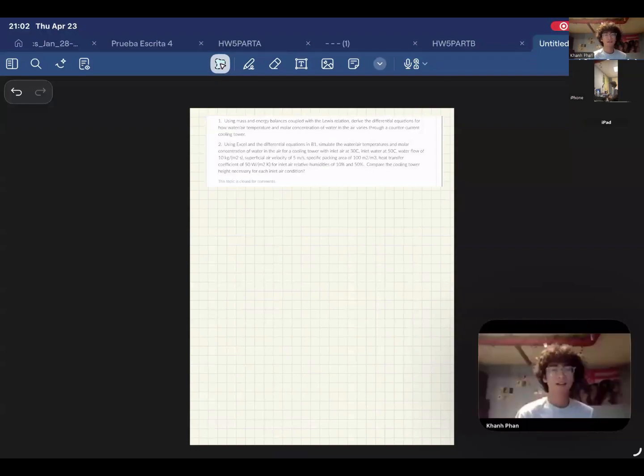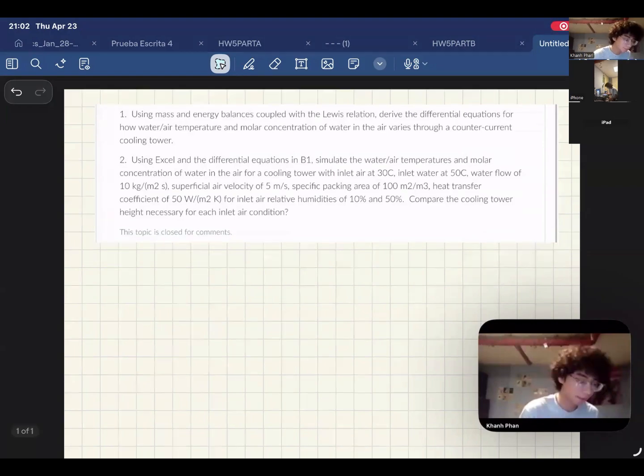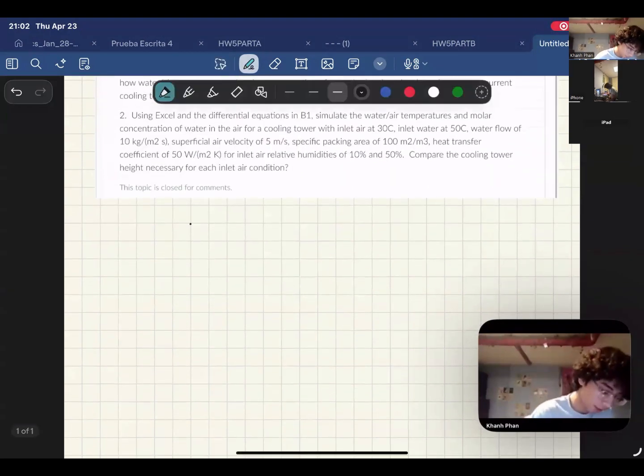Hi guys. So today we're going to talk about deriving mass and energy balances, deriving differential equations for how the temperature of water and air and the concentration of water vapor, molar water, vary with respect to position. We can use mass and energy balances coupled with the Lewis relation that we did earlier. So I'm going to draw the scenario.